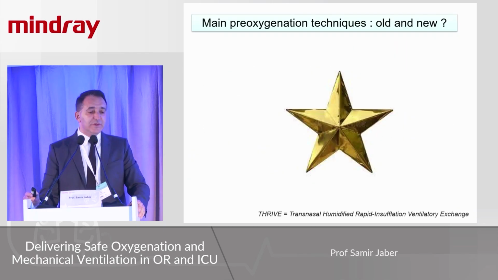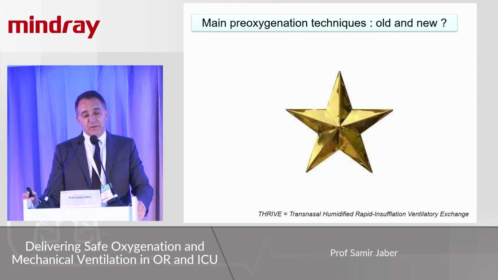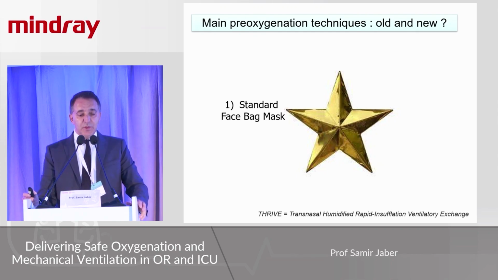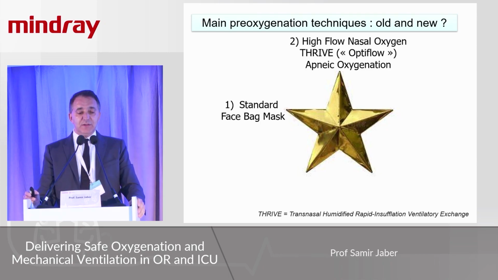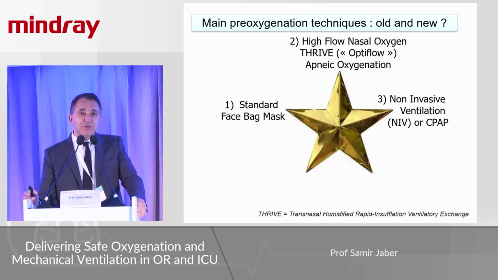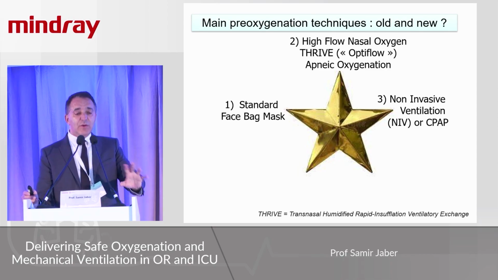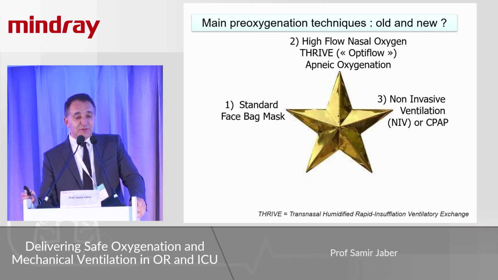So the rationale to use different techniques is the following. I summarize on this slide the main preoxygenation techniques, old and new. First one is the standard face mask, or the equivalent. The second one is, now we have data using high-flow nasal oxygen therapy, like THRIVE, which allows apneic oxygenation. The third one is non-invasive ventilation using pressure support ventilation alone or CPAP alone, that means a PEEP, that means positive pressure to prevent the derecruitment. And then you have the 3 major old preoxygenation techniques.